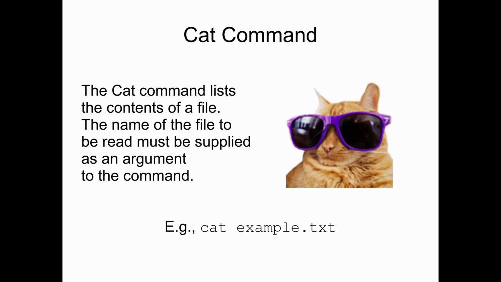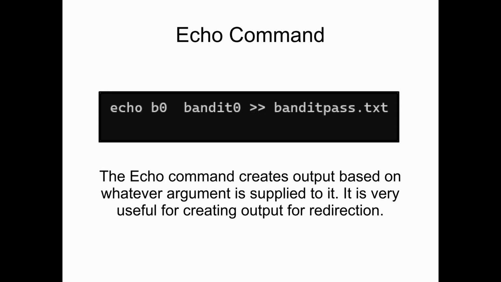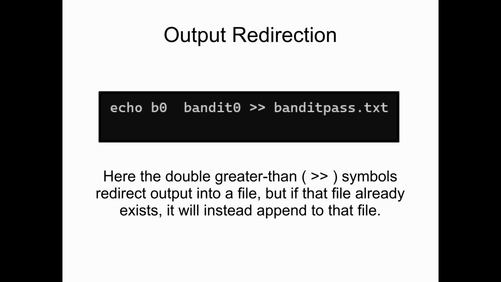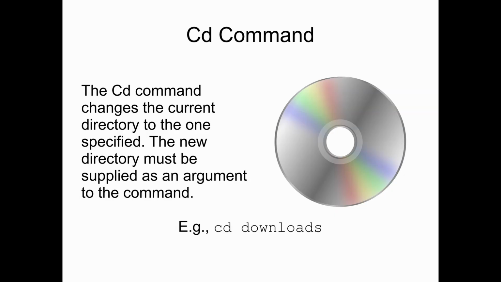The cat command lists the contents of a file. The name of the file to be read must be supplied as an argument to the command. The echo command creates output based on whatever argument is supplied to it. It is very useful for creating output for redirection. Output redirection is the process of redirecting the output of a command, either into a file or into another command. Here, the double greater than symbols redirect output into a file, but if that file already exists, it will instead append to that file.